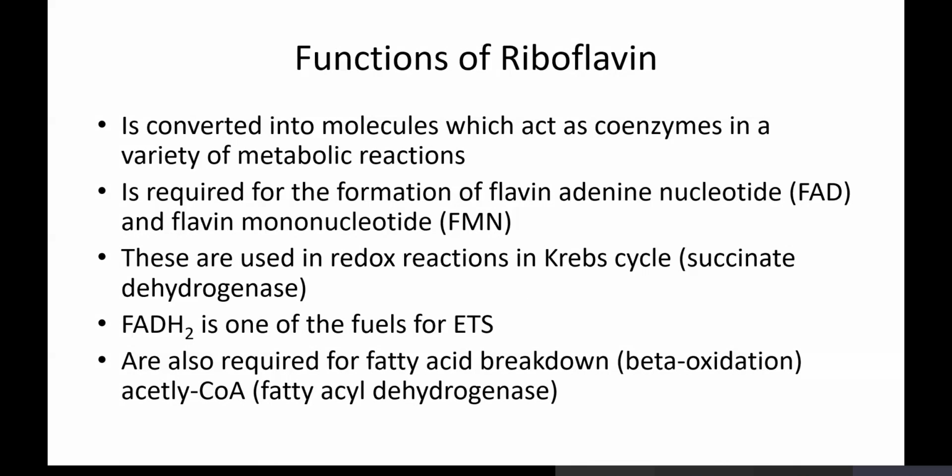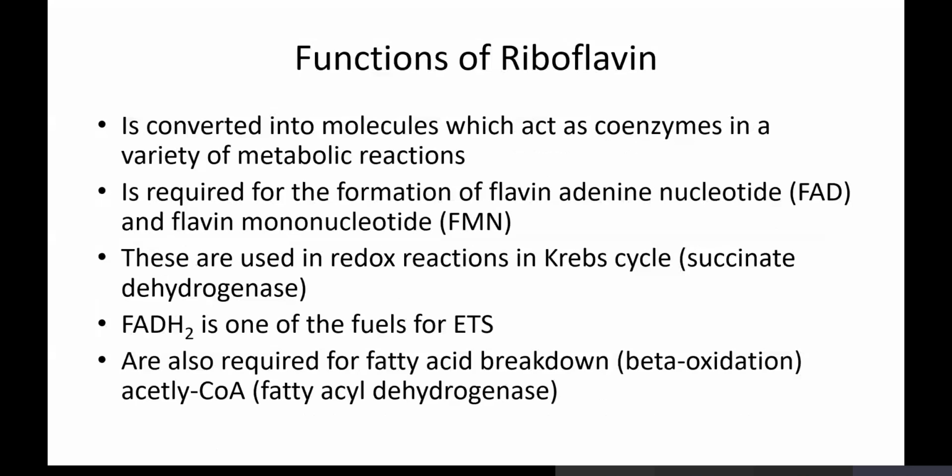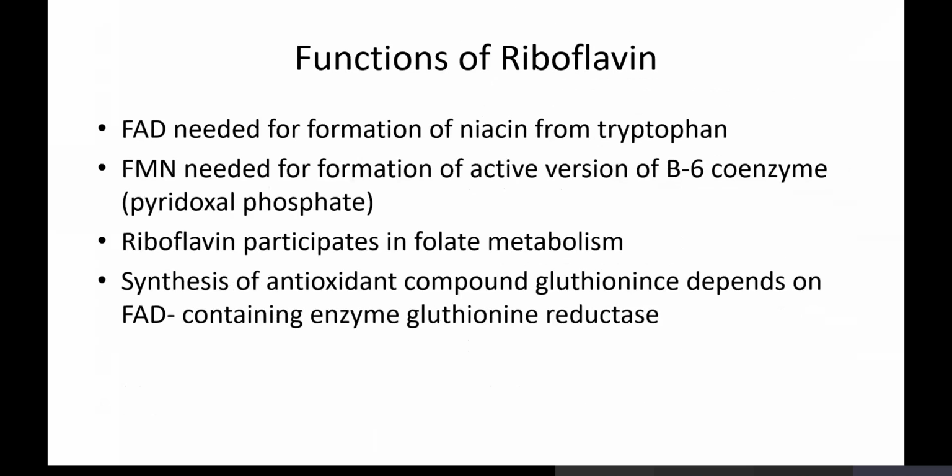So what are the functions of riboflavin? Basically riboflavin is converted into molecules which act as coenzymes. Just now we saw that, and these coenzymes act in a variety of metabolic reactions. It is required for the formation of flavin adenine dinucleotide, that is FAD, and flavin mononucleotide, that is FMN, and these two are used in redox reactions in the Krebs cycle, at succinate dehydrogenase. The FADH2 that is formed is one of the fuels for the electron transport system. They are also required for fatty acid breakdown, by the pathway of beta oxidation, through fatty acyl coenzyme A dehydrogenase.